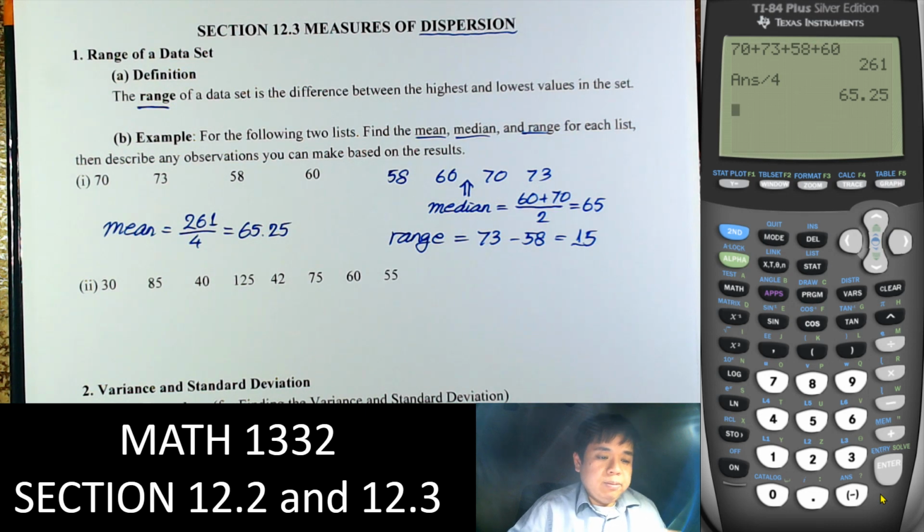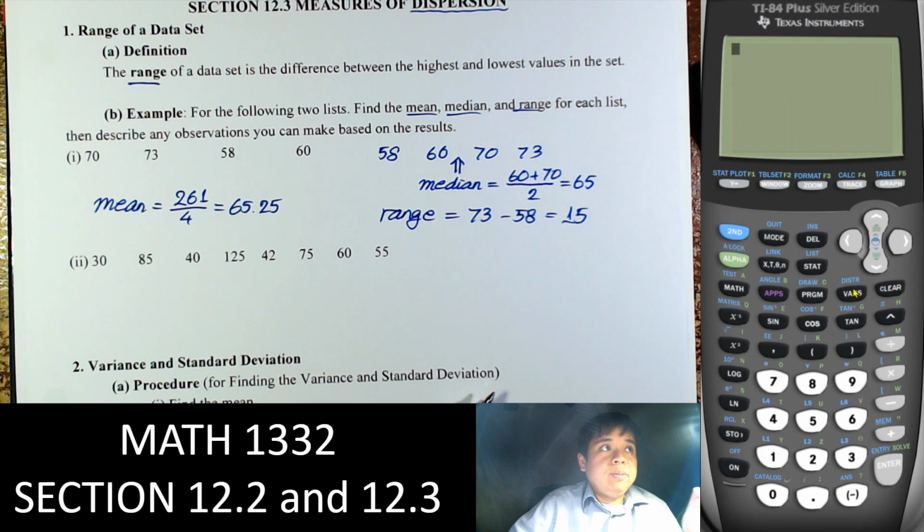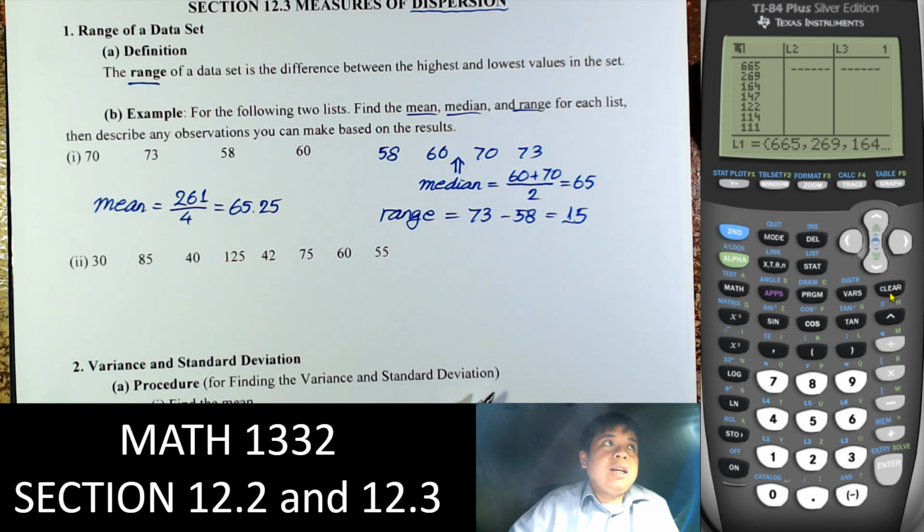The next one, we use a calculator. Hit stat, edit, hit enter. We already have a list. If we want to clear it, never hit the delete button. Highlight L1, hit clear, and then enter. So we clear the list that way.